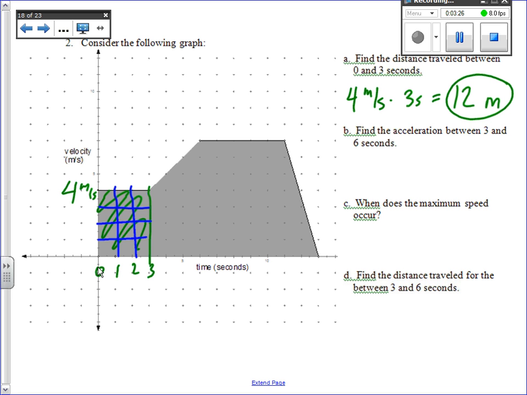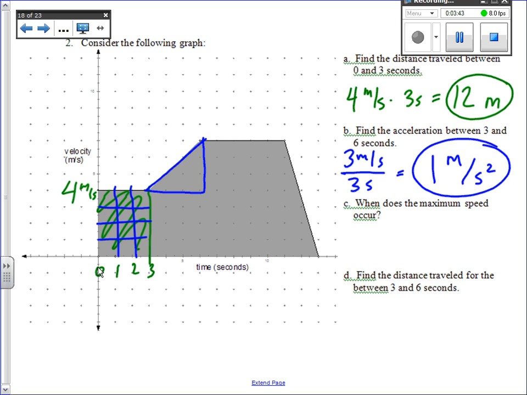Question B, find the acceleration between 3 and 6 seconds. Well, acceleration is slope, and I can see here that slope is 3 over 3, 3 meters per second over 3 seconds, or 1 meter per second squared. So our slope is our acceleration. And again, our area was displacement.